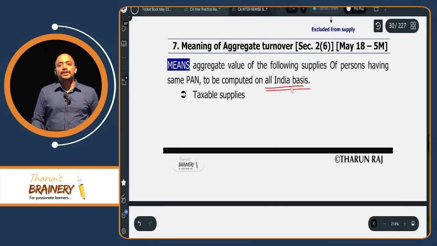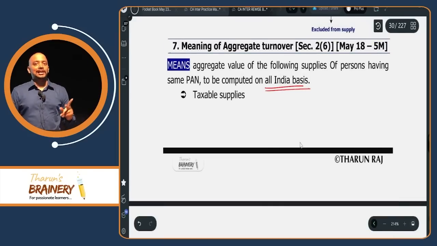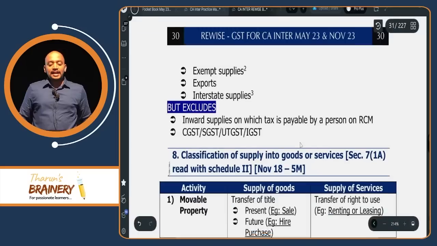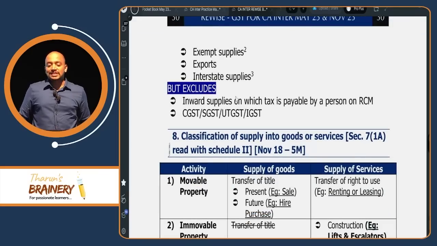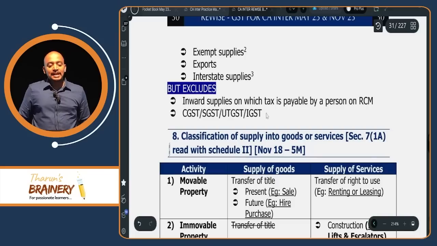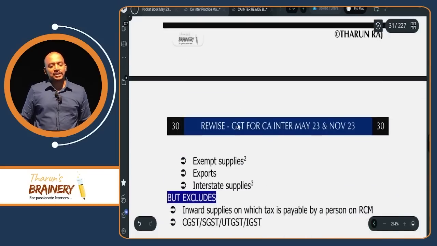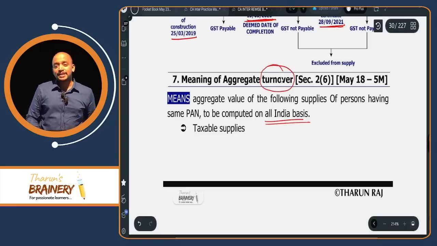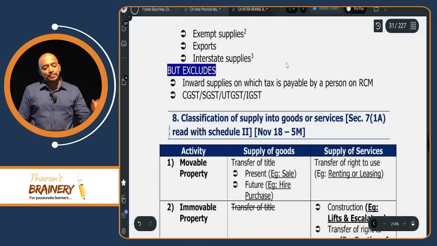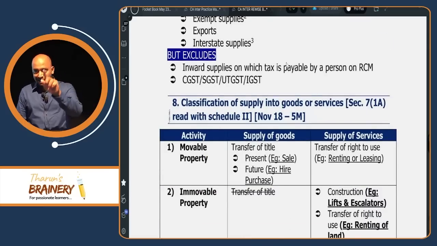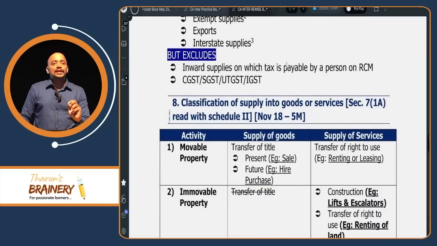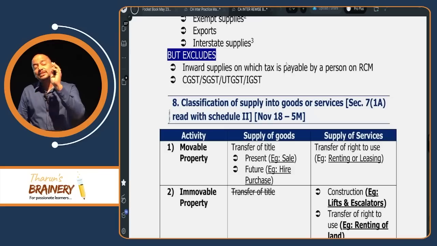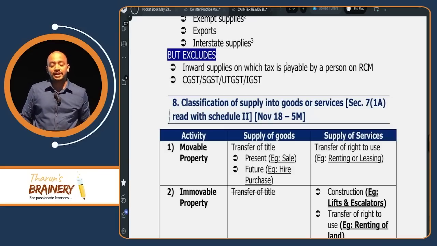And aggregate turnover excludes 2. 2 things will not come in aggregate turnover. What are they? Inward supplies on which GST is payable under RCM, and CGST, SGST. Why will inward supply not come in aggregate turnover? Generally turnover means outward supply. So inward supply, even though you pay GST under RCM, will not be included in your aggregate turnover. It will be included in whose aggregate turnover?